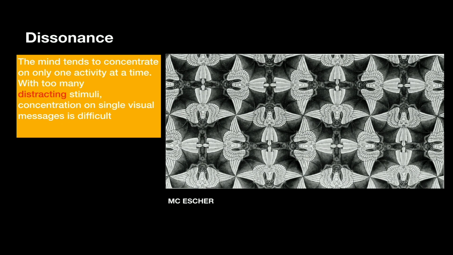Dissonance is a fun one, right? Kind of going back to that overload thing again and overstimulation. Dissonance has this idea: the mind tends to concentrate on one activity at a time. We can usually only focus on one thing at one time. With too many distracting stimuli, it's hard to concentrate, and messages can become difficult.